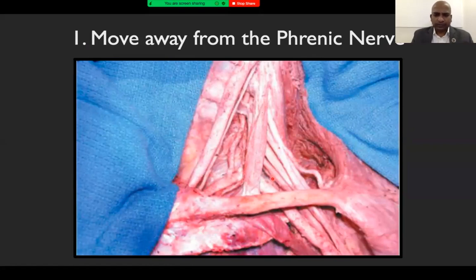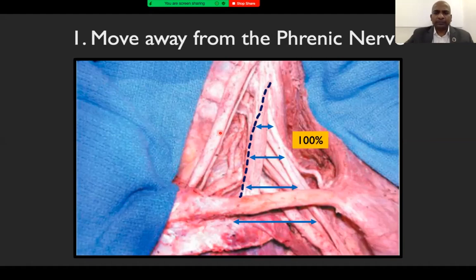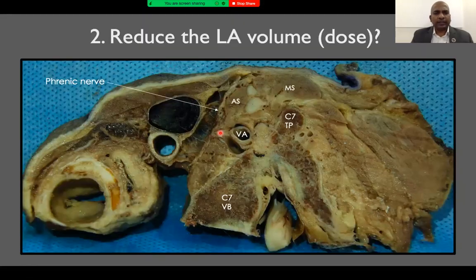Just by eyeballing, the roots are very close to the phrenic nerve, the trunks are a little away, the divisions are far away, and the cords are much farther from the phrenic nerve. Correspondingly, the incidence of phrenic nerve involvement is decreasing: 100% in the interscalene groove, 50% in the supraclavicular area, and about 5% in the costoclavicular area. So now the second task that we can do is reduce the local anesthetic volume.